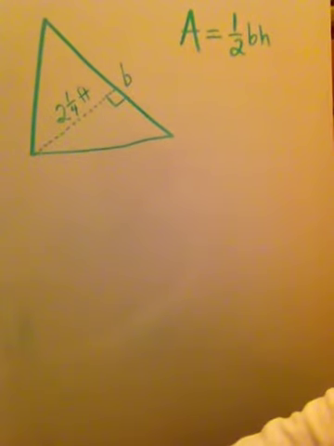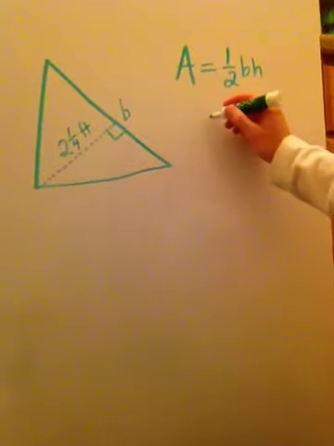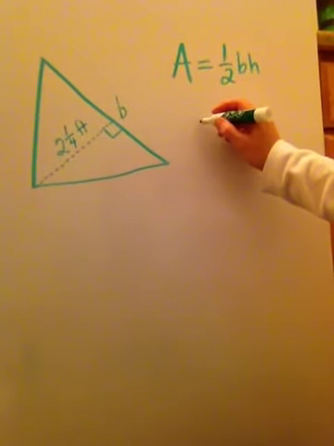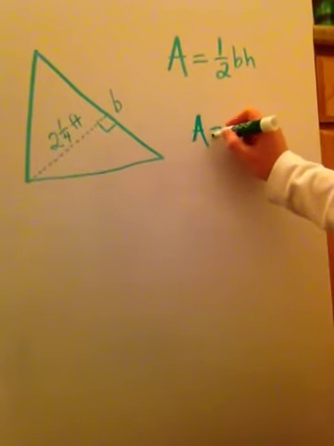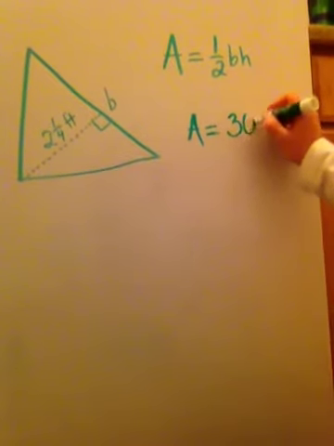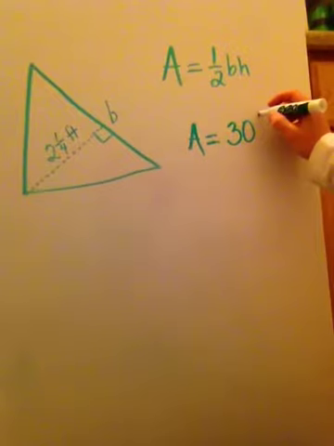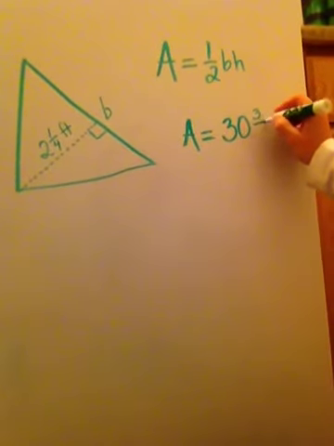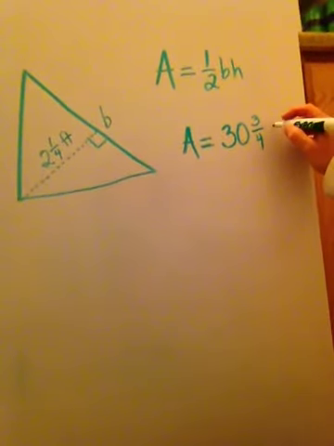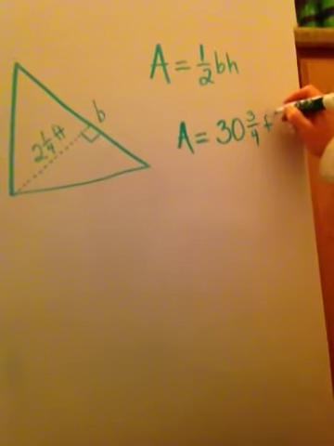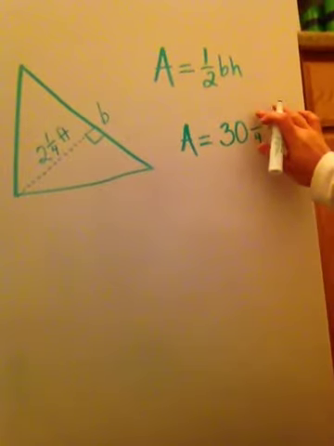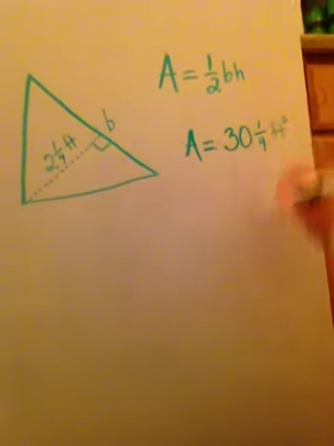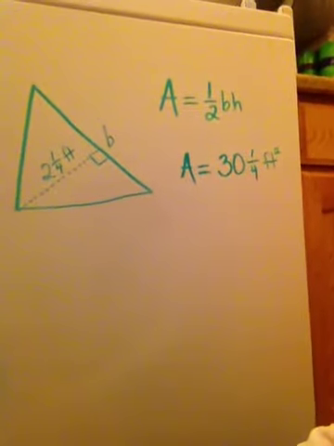And the area is, so we'll say the area is 30 3/4 square feet. I'm going to do 1/4. Sorry. I'm going to change that. Okay.